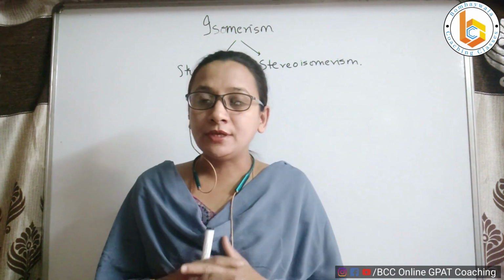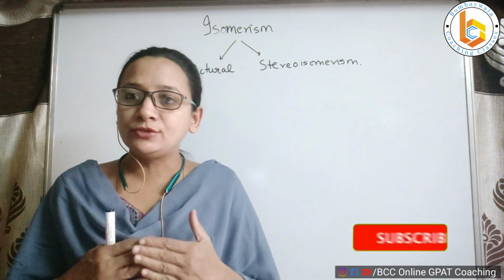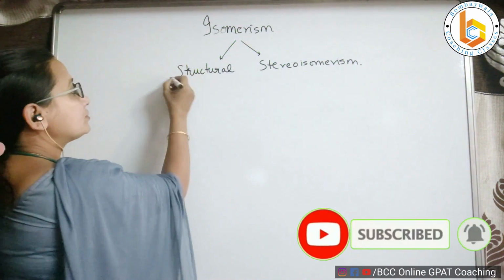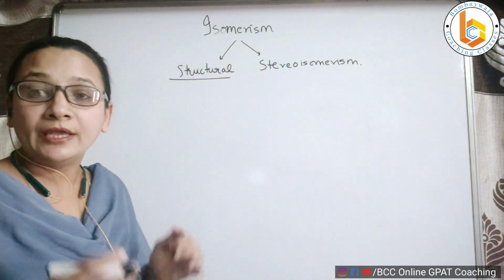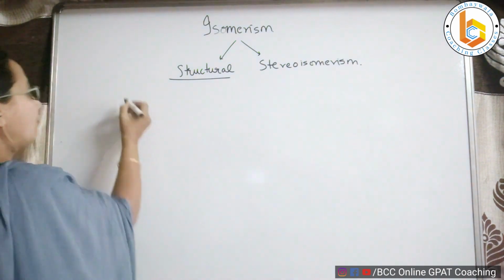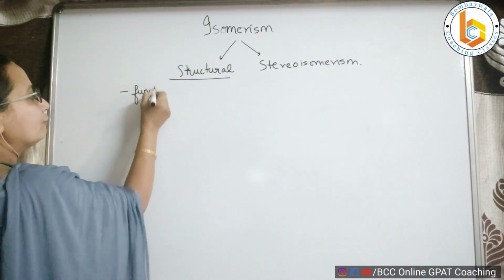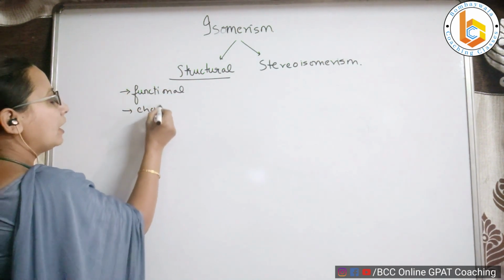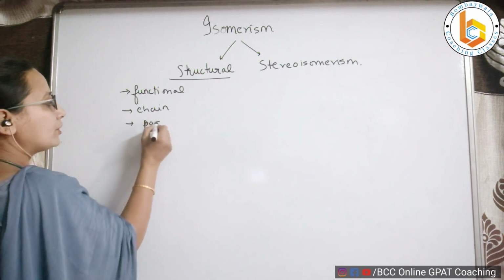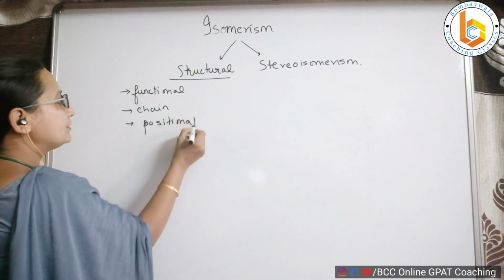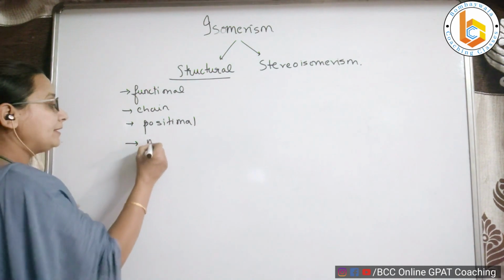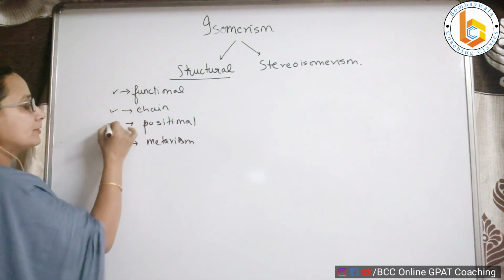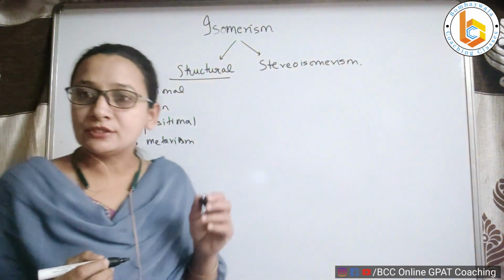My dear students, we are taking this series of videos on isomerism, in which we were talking about structural isomerism. In structural isomerism, we have already covered what is called functional isomerism. We have talked about chain isomerism, positional isomerism, and we have also talked about metamerism. Right? These are the structural isomers that we talked about in our last video.